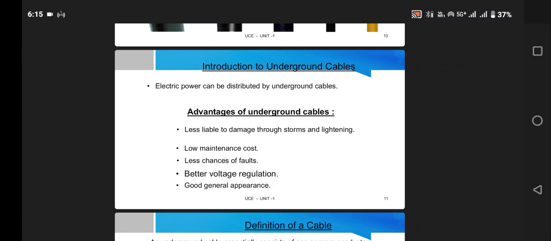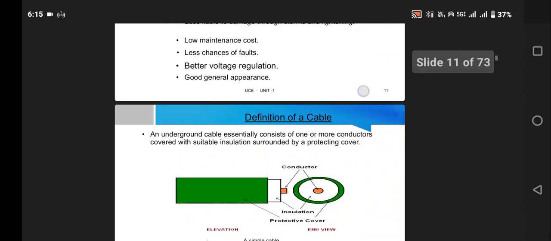Electric power can be distributed by underground cables. There are several advantages of underground cables: they are less liable to damage through storms and lightning, maintenance cost is very low, chances of faults are very low, voltage regulation is better, and they give a good general appearance.